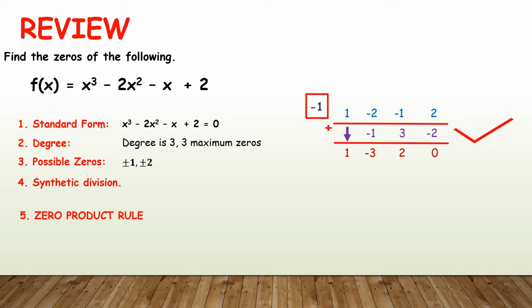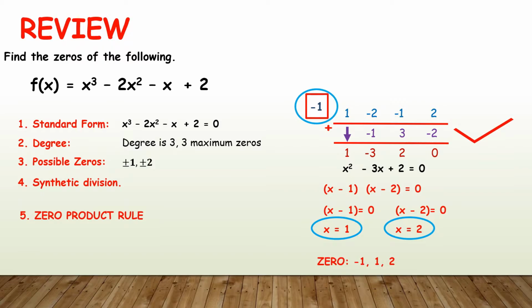Since we're going to look for 2 more zeros, we can simply write this as a quadratic equation, x² - 3x + 2 = 0. Then we will use factoring, so that will give us (x - 1)(x - 2) = 0. Then we use the zero product rule, so we will have x - 1 = 0, then x = 1, and another one is x - 2 = 0, then x = 2. So the zeros are -1, 1, and 2.